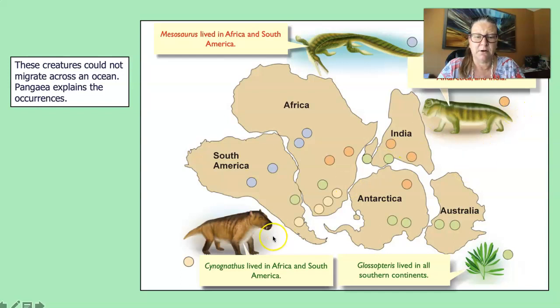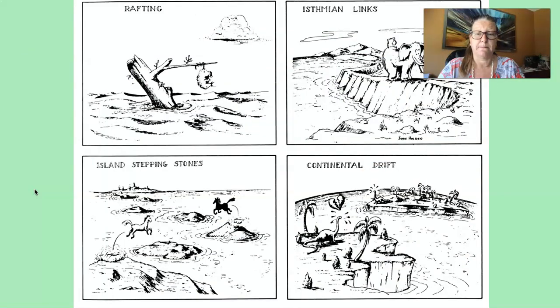And here are some other distribution patterns of other fossils that are found in areas that are now today widely separated. This little box over here kind of sums it up. These creatures could not migrate across oceans. And by having all of the continents connected, it explains the distribution that we see today.